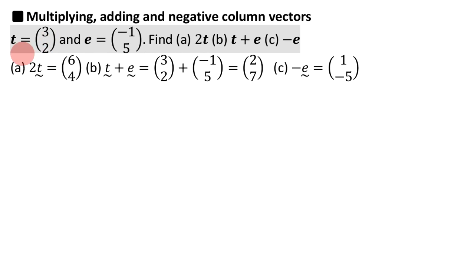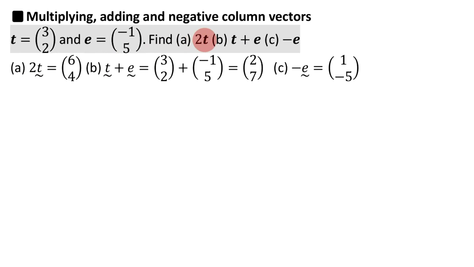This vector is saying move 3 to the right, 2 up. This one's saying move 1 to the left, 5 up. So hopefully you've already had an introduction to vectors, and I don't want to go into that too much. This is leading on to the more advanced stuff, right? So I'm just going to talk about how you multiply them, add them, or have negative vectors, right? So let's quickly do that.